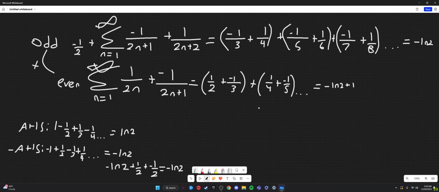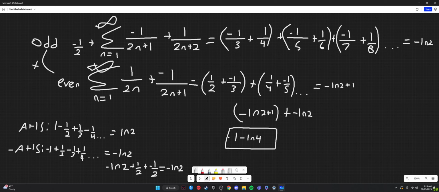Now, since our original sum was made up of both of these, we have to actually add these. I'm going to add -ln2 plus 1 plus -ln2, and we're going to rearrange things. We're going to have 1 minus 2 times ln2. Instead of having 2 times ln2, using log properties, we're going to bring the 2 in. It'll be 2 squared. It's just ln4. ln4. This is what our sum converges to.